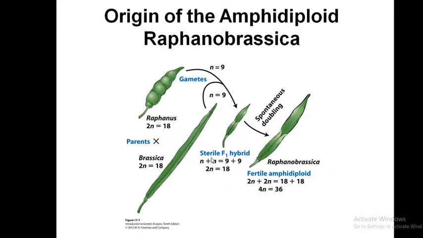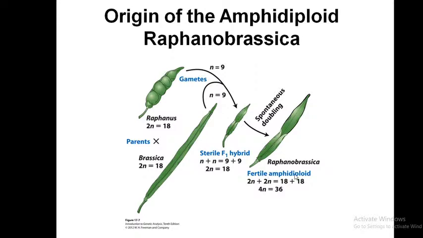And usually nature itself selects those individuals. Nature itself has a mechanism to prevent or arrest the formation of hybrids. So in that condition, the F1 hybrid will be sterile. So the F1 hybrid has 18 chromosomes, but it is from two different organisms. And if the F1 hybrid undergoes spontaneous doubling of chromosomes, that results in an amphidiploid condition.